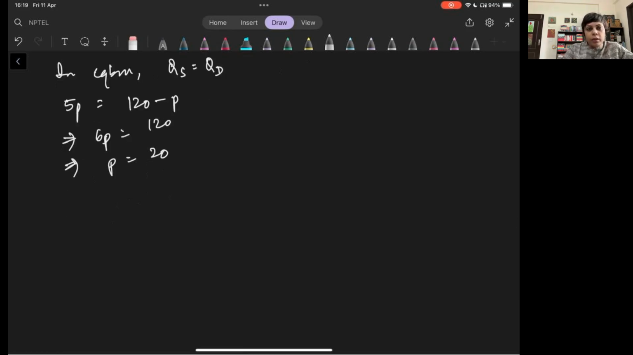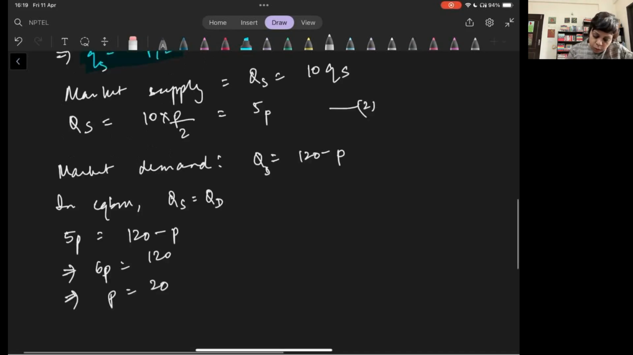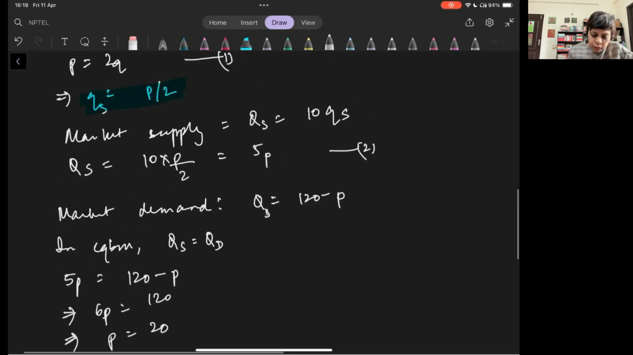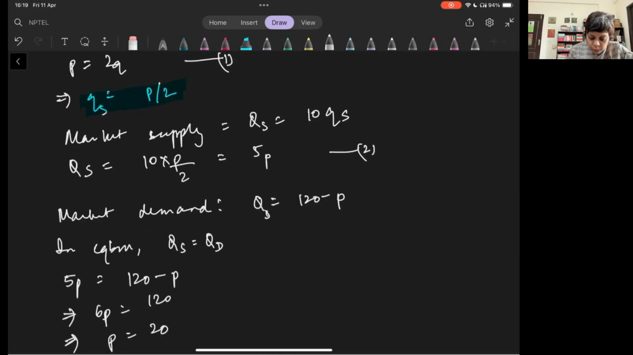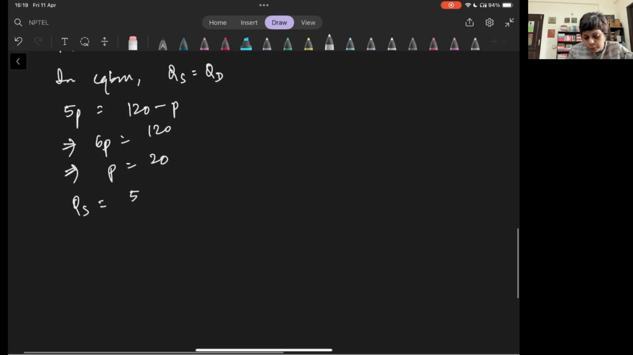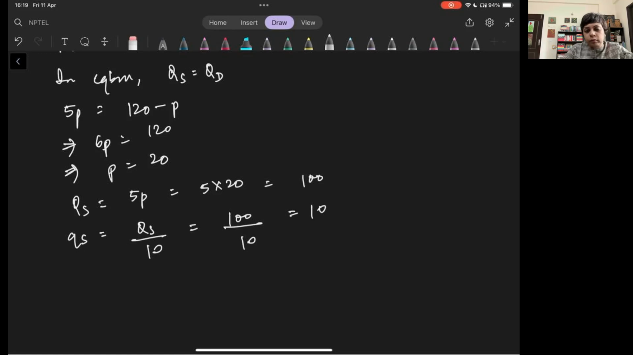Now let me see what else the question is asking. Quantity per firm and market quantity. So now we know P. So QS is equal to 5P, right? QS is equal to 5P is equal to 5 into 20 is equal to 100, right? Small QS is equal to QS by 10 is equal to 100 by 10 is equal to 10.